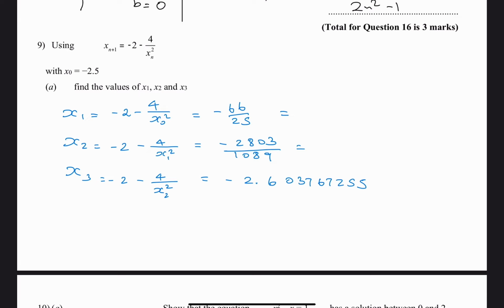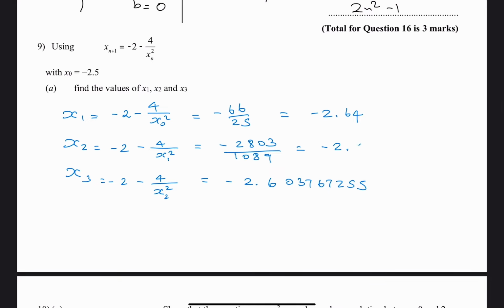That gives you minus 2.64, minus 2.5739 21028. Okay, exactly whatever it says on the calculator. Is that right?